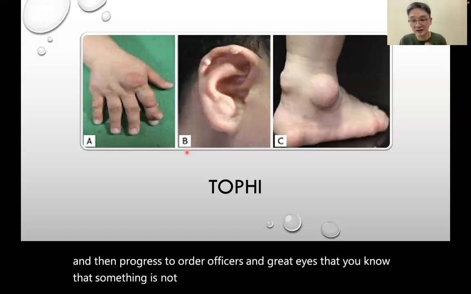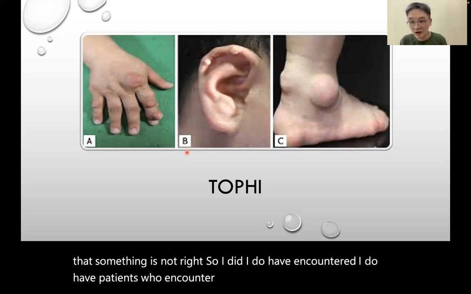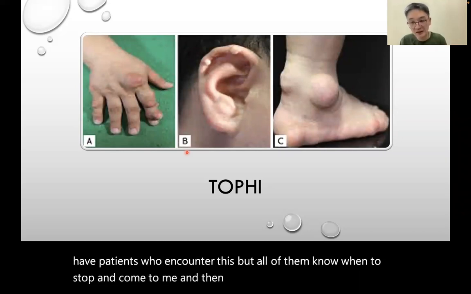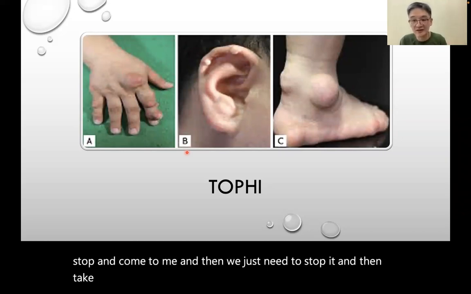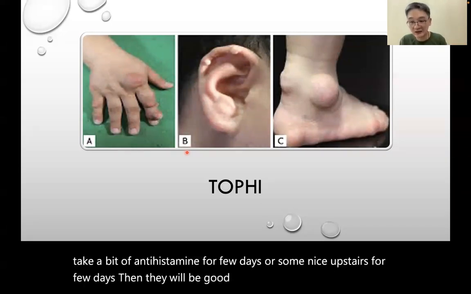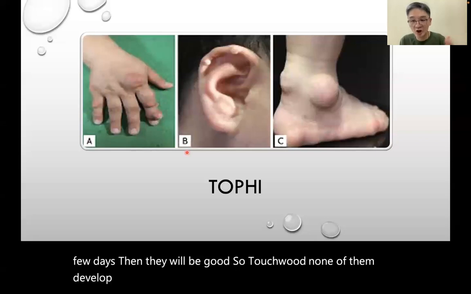So I do have patients who encounter this, but all of them know when to stop and come to me, and then we just need to stop it and then take a bit of antihistamine for a few days, or some steroids for a few days, then they will be good. So touch wood, none of them develop Stevens-Johnson. I think it's about the communication of the patient which plays an important point here.